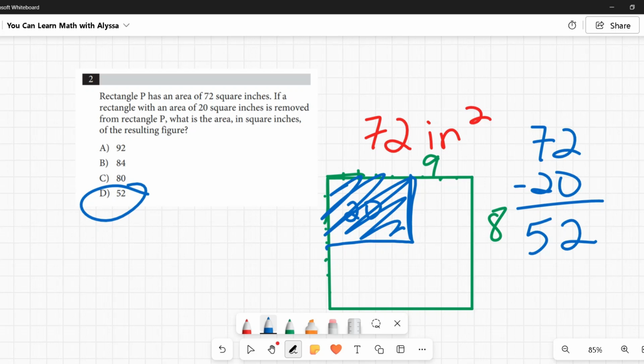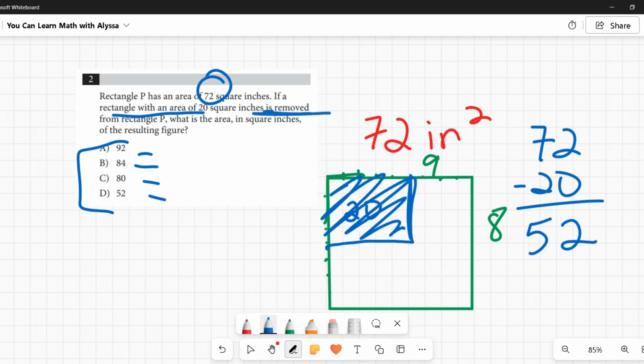This one, honestly, they're being really nice with the answers. Look at these answers here. They have 92, 84, 80, and then 52. And here it's saying it starts at 72 and a rectangle with an area is removed from it. Inches are removed. Anytime we're removing inches, we're taking away. So the answer would have to be less than 72.